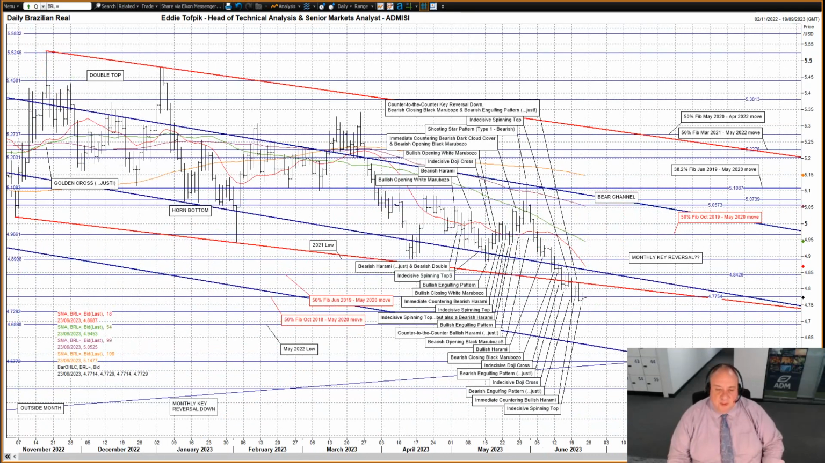US dollar against the Brazilian real. A new low yesterday, one not seen since June 2022, but to sow some doubt into the move, it was also an indecisive spinning top.